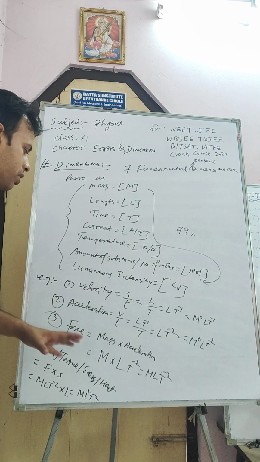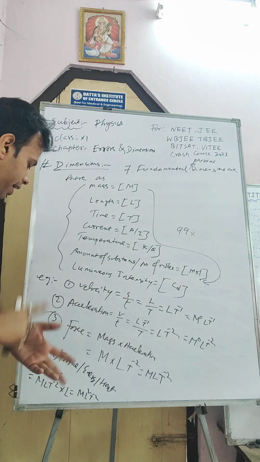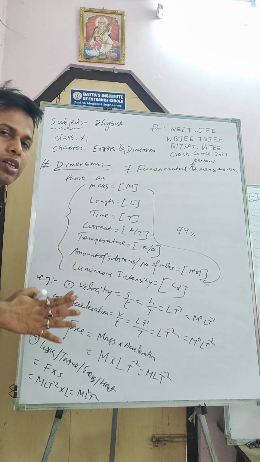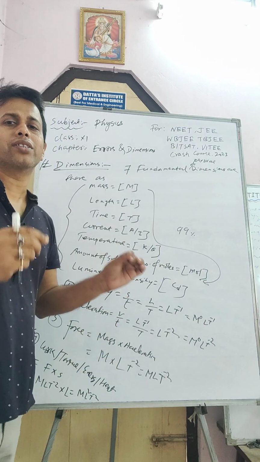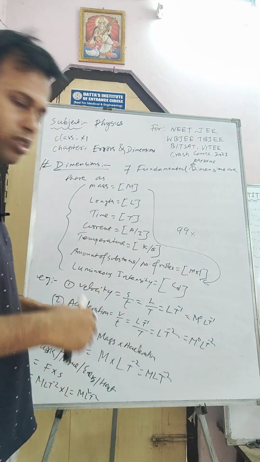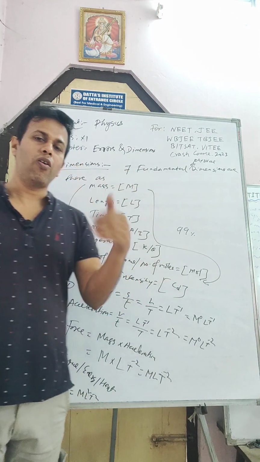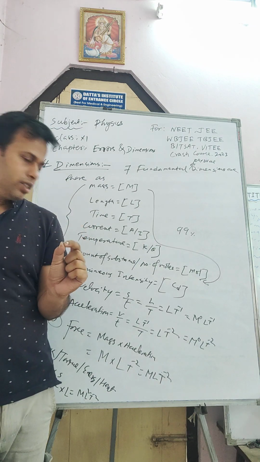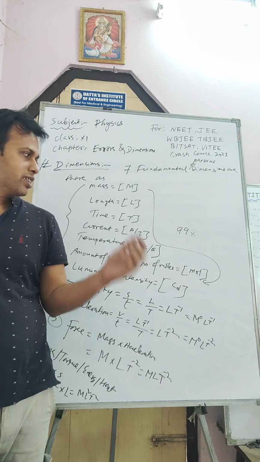So you have to remember these 4 dimensions: what velocity is, what acceleration is, what force is, and what work is. By using these 4, you can find any other dimension if you remember the formula of that physical quantity. Okay, so let's start.